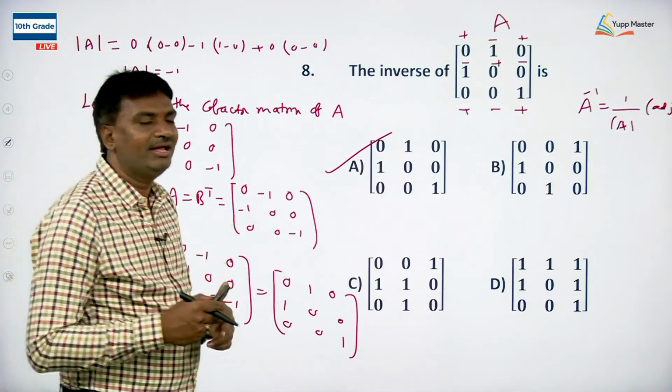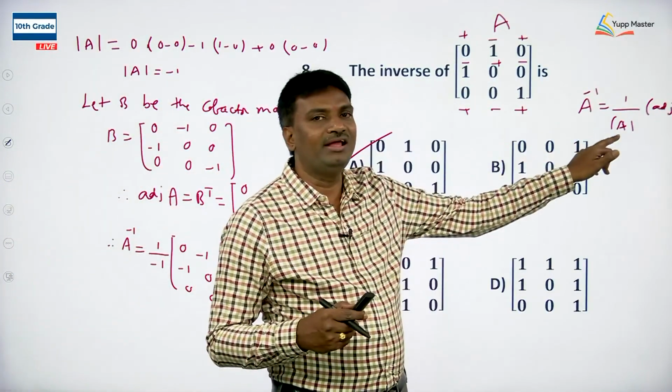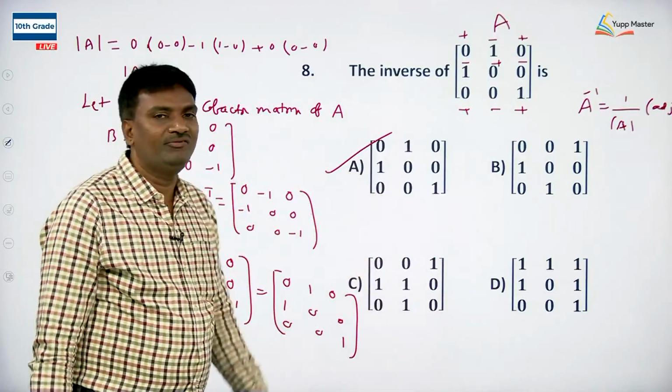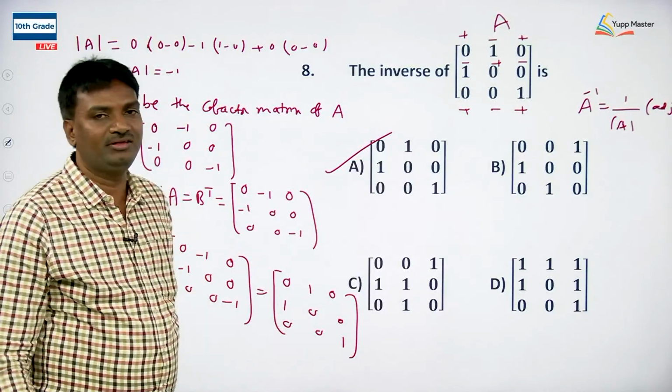After getting adjoint A and det A, substitute them here. A inverse equal to 1 by det A into adjoint A. So after simplification we got the inverse of the given matrix.